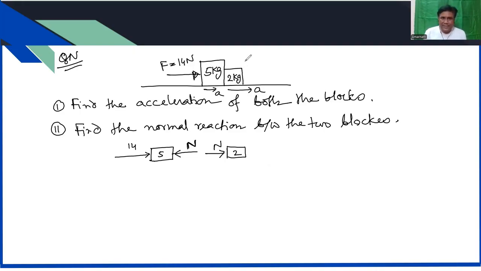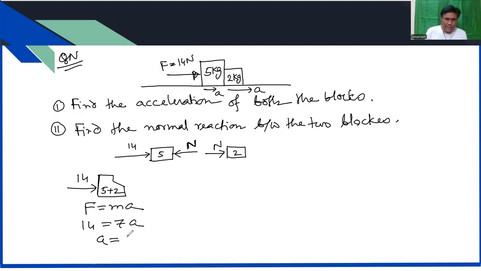Now you see, as they have the same acceleration, if I draw the two bodies together, it will be 5 plus 2, okay? And only the external force will be 14 Newton. But I know that F equals ma. F is 14, mass is 7, acceleration is a. So from that I get acceleration is 14 by 7, which is 2 meter per second square. So acceleration is found. Now the first part is over.